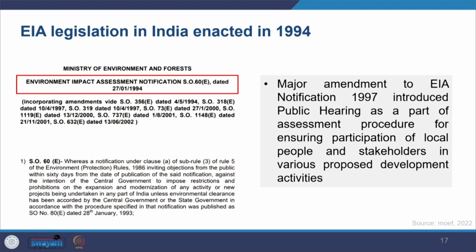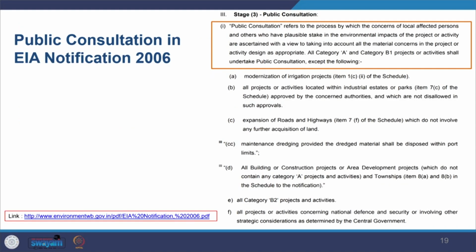So public hearing is part of the EIA process for ensuring participation of local people and all the stakeholders in various proposed development activities. So it's mandatory. You may take care that it's mandatory, and this particular notification made public hearing mandatory. And if you look at EIA notification 2006, it defines the public consultation. So we do not use the term public participation, but we use the term public consultation, and then we'll also familiarize ourselves with those terms.